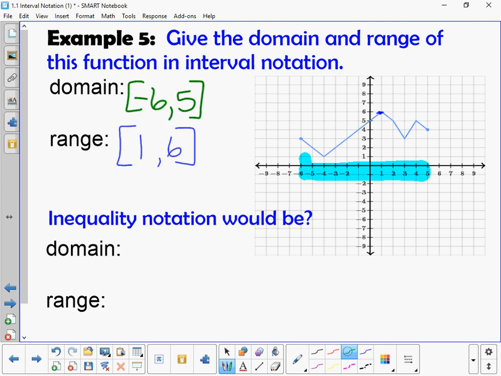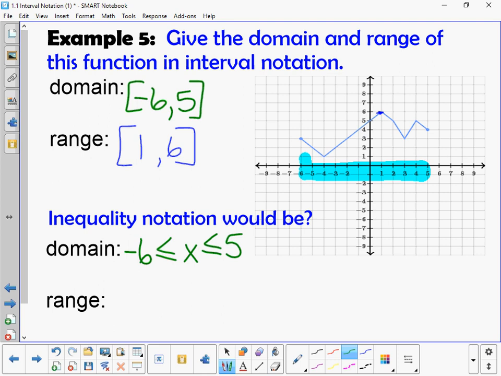So as an inequality, we know that x is between these two values: -6 is less than or equal to x, or x is greater than -6, and x is less than or equal to 5. So between -6 and 5. Again, both of those are included, so they have the equal part of that symbol.